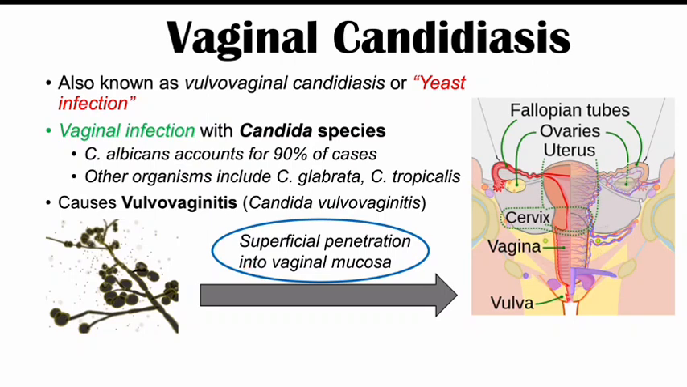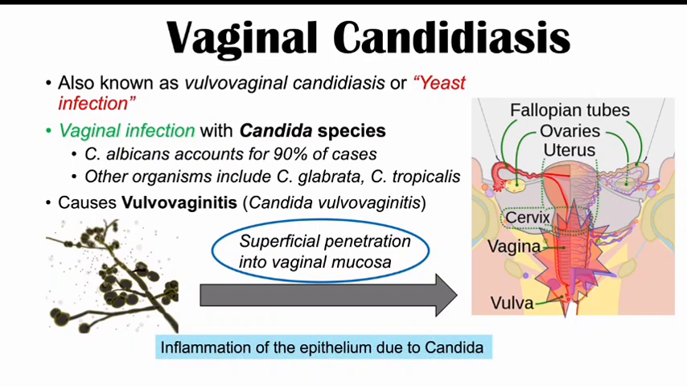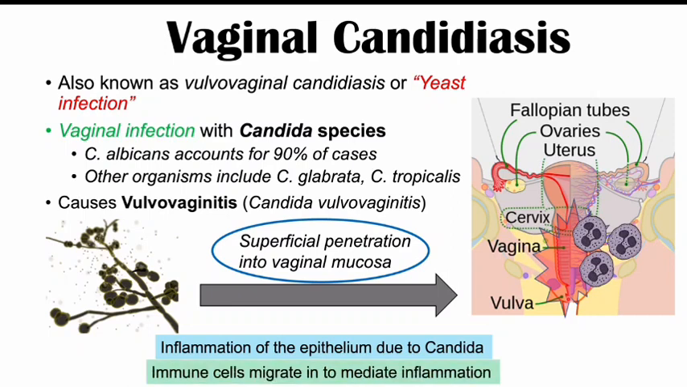But nonetheless, when the Candida species penetrate into the vaginal mucosa or the epithelial lining of the vagina, it can lead to inflammation. And then what can happen is once they have infiltrated into the epithelium, the patient's immune cells will come in and will deal with that infection. Now, these immune cells are going to include monocytes and polymorphonuclear leukocytes. So they will migrate in and mediate inflammation. So they are going to come in and take care of the infection, but at the same time, they're going to cause inflammation, other signs and symptoms, which we'll talk about later on in this lesson.